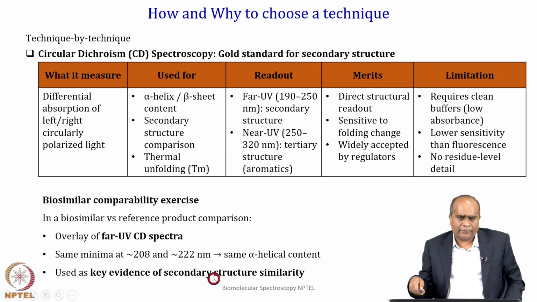In biosimilar compatibility analysis, for a biosimilar versus reference listed drug, RLD, you can do the comparison: you just record a far UV CD, overlay the two spectra, and the same minima, at 208 or 222, report the same helical content. So, it gives you key evidence for secondary structure similarity.